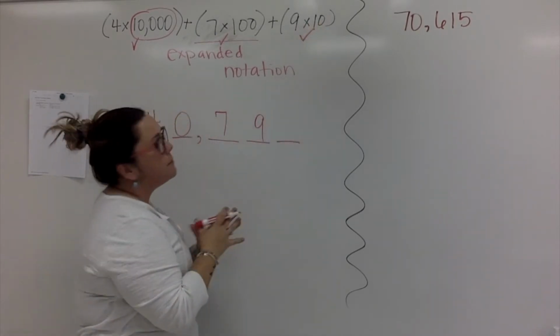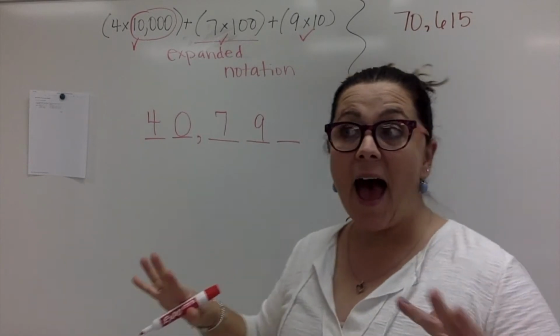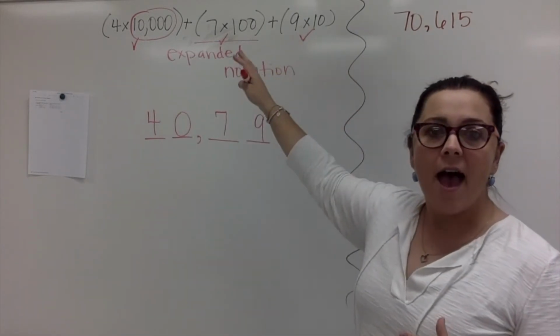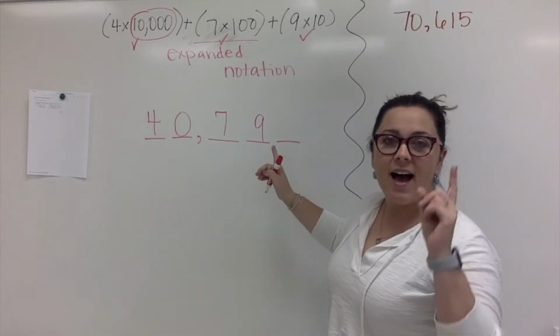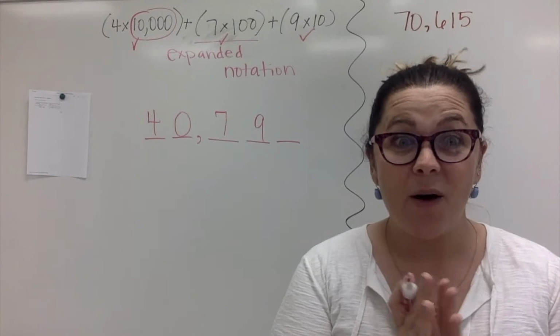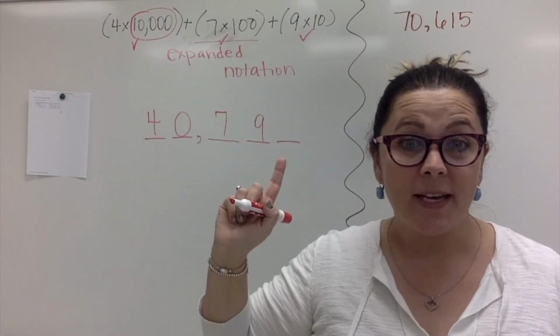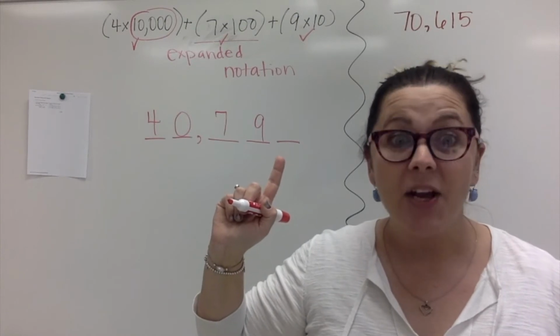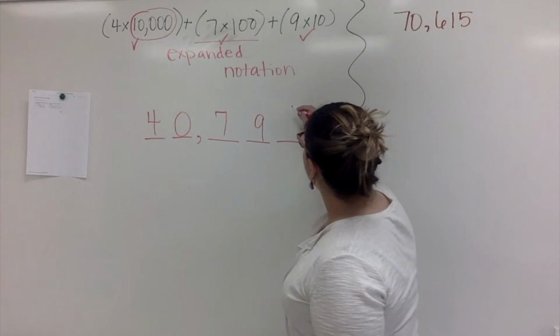Look here, I am now done with my expanded notation. I've filled in everything that it's telling me there. However, I still have a blank. Again, this is why these blanks are so very helpful because now I know since my expanded notation is telling me that the ones place does not have a value, I have to put what there? Yes, a 0. Very good.